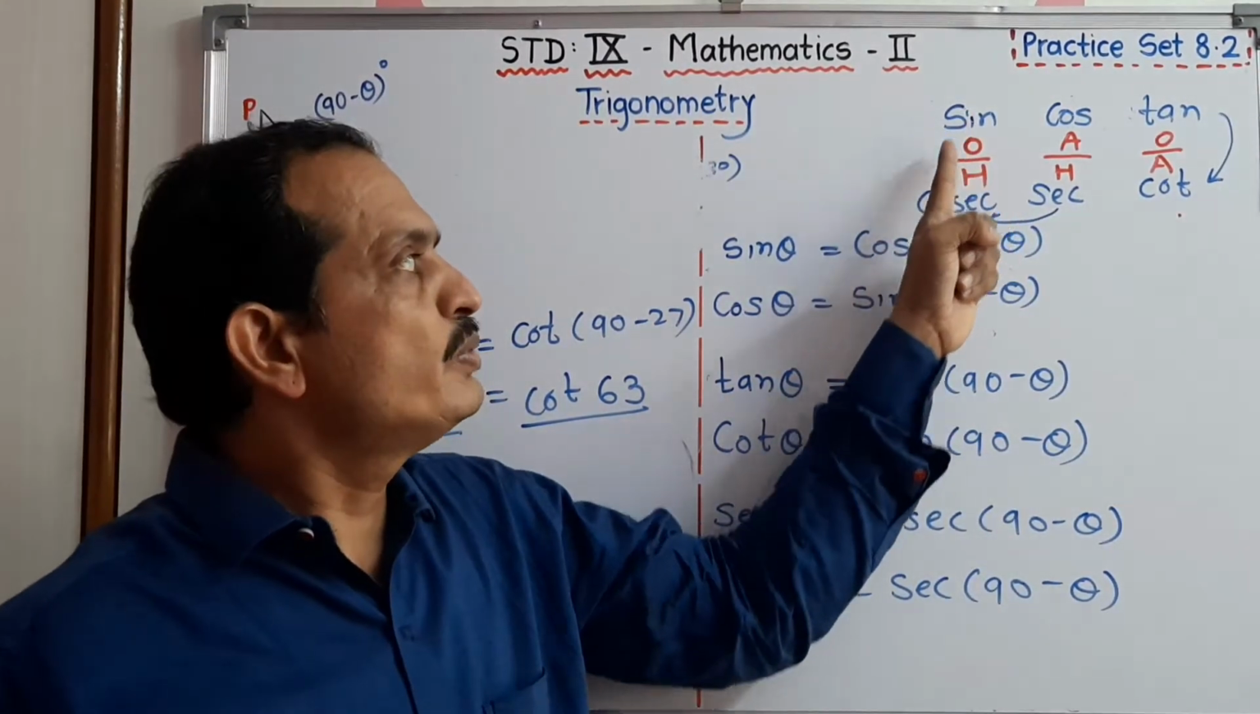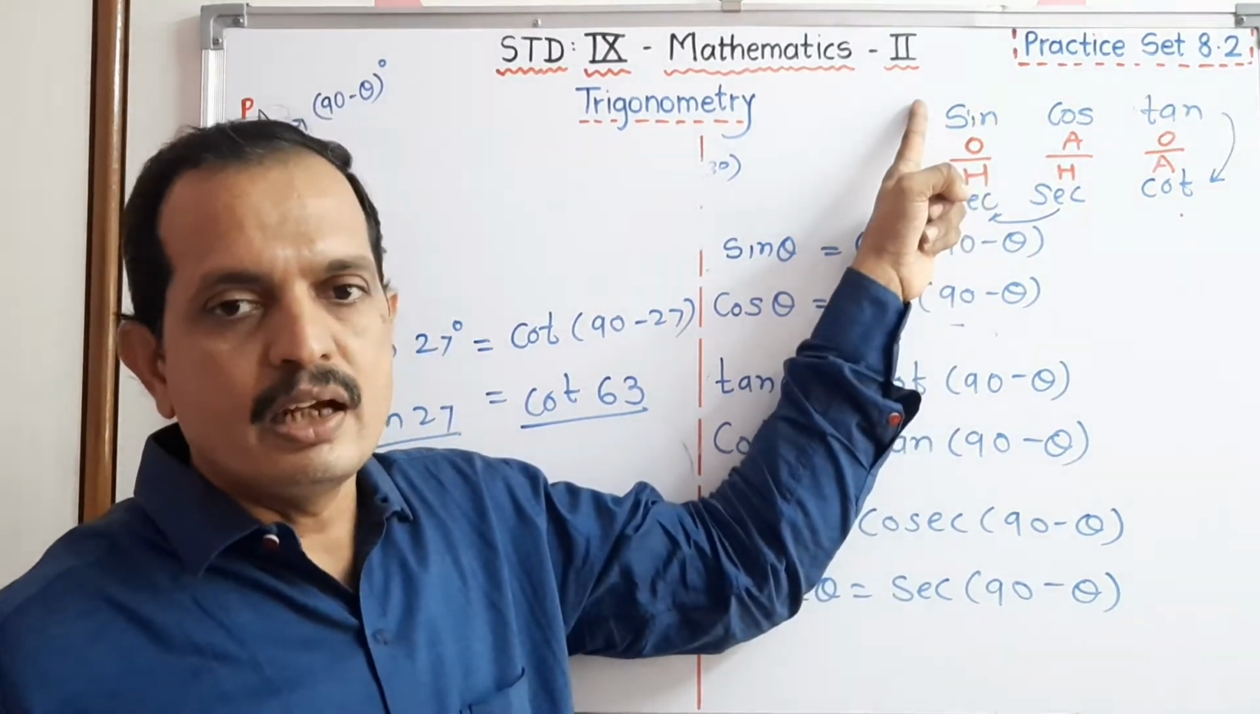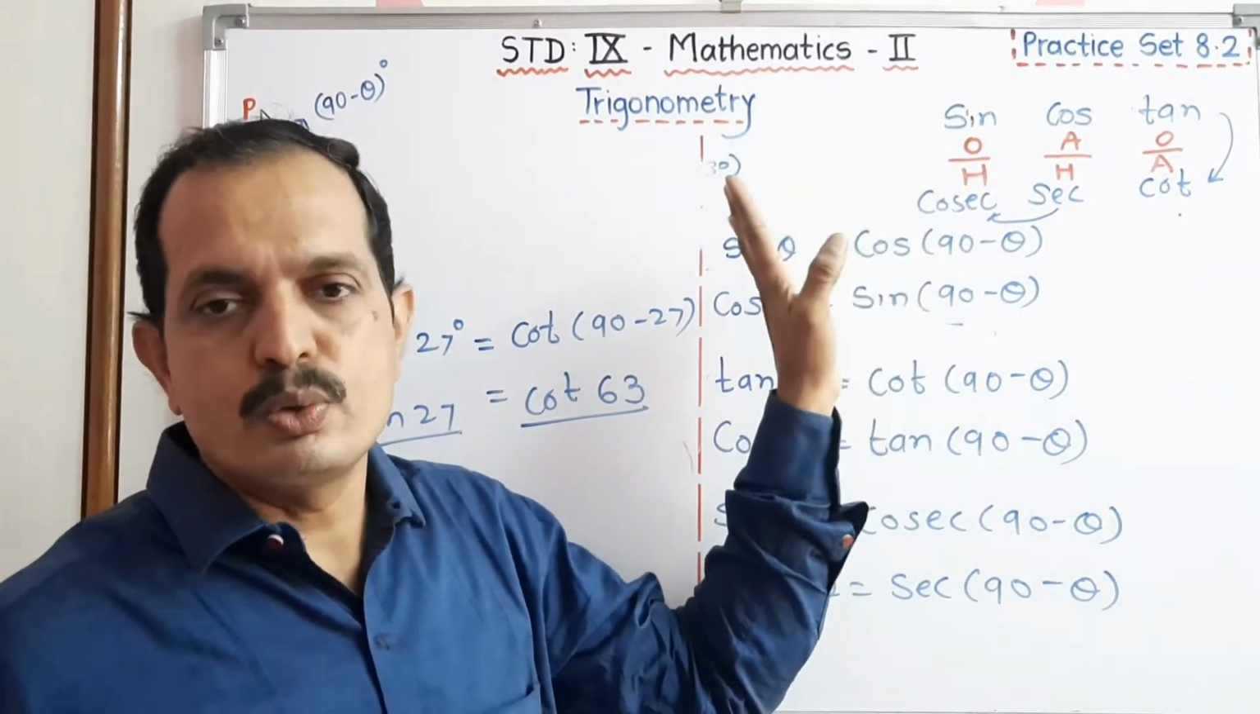First, relation between sine and cosec. Sin theta into cosec theta is equal to 1.